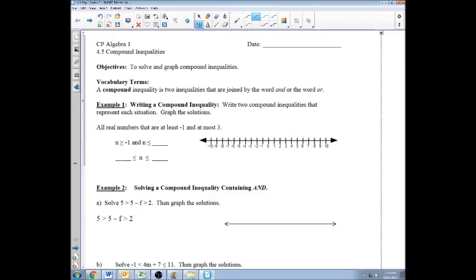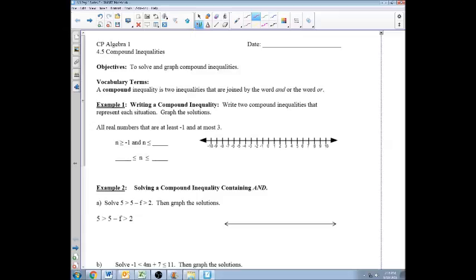This lesson is for my Algebra 1 class. It is 4.5 Compound Inequalities. The objective is to solve and graph compound inequalities. We have some vocabulary terms. A compound inequality is two inequalities that are joined by the word and or the word or.